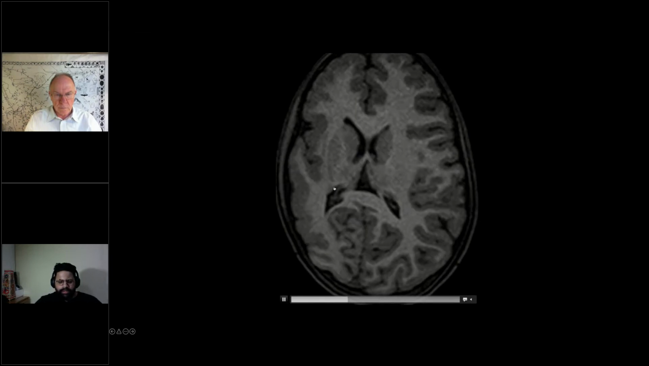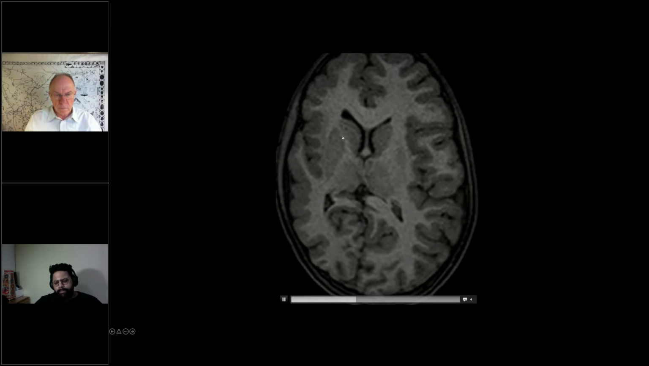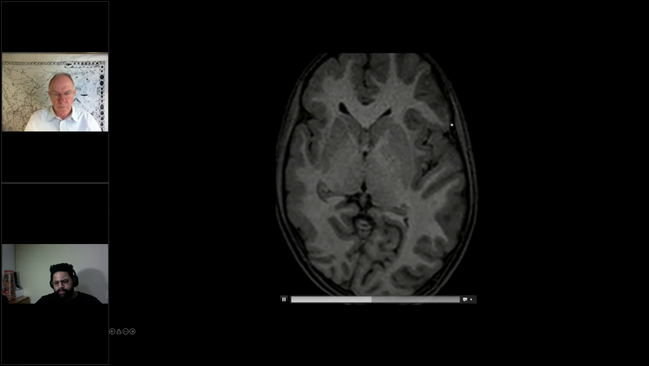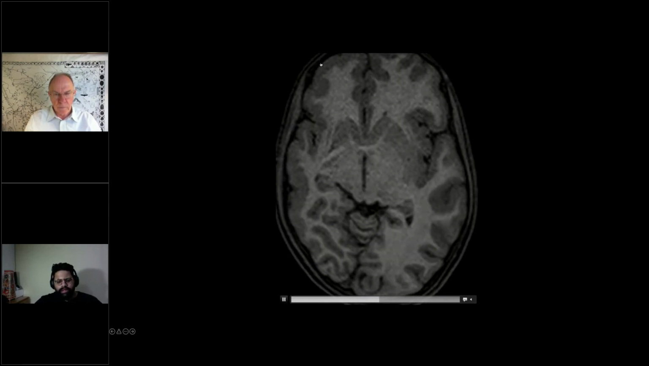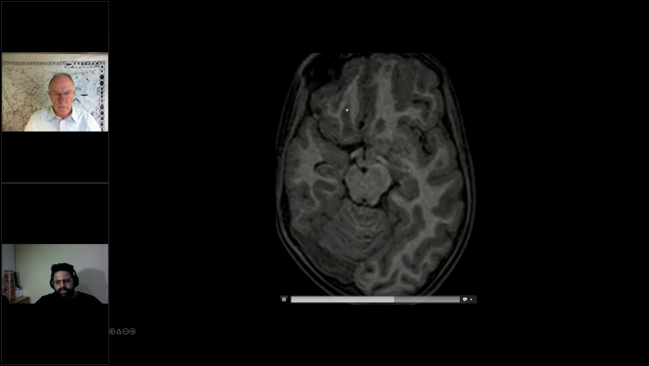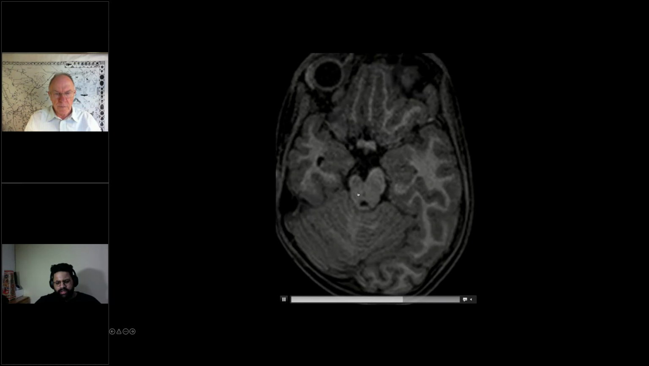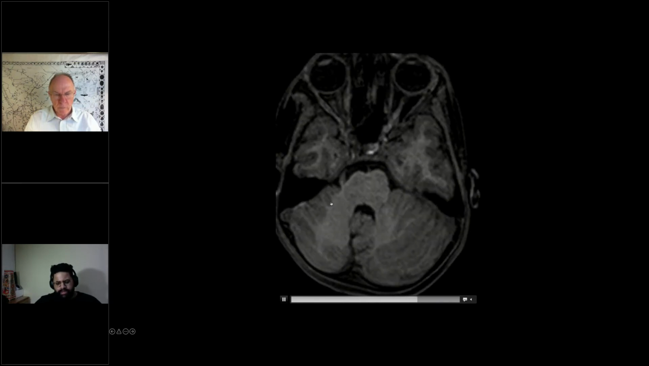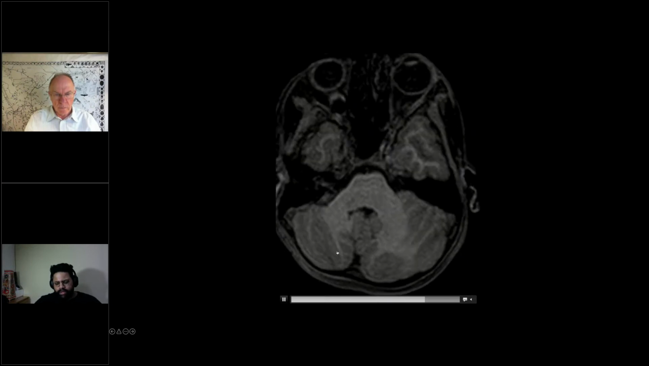Some asymmetry of the ventricles. So the left cerebral cortex is normal. There is asymmetry of the cerebral hemispheres. The right is smaller than the left. There is Wallerian degeneration of the brainstem, and also there's some hypoplasia, asymmetrical appearance of the cerebellum as compared to the contralateral side.